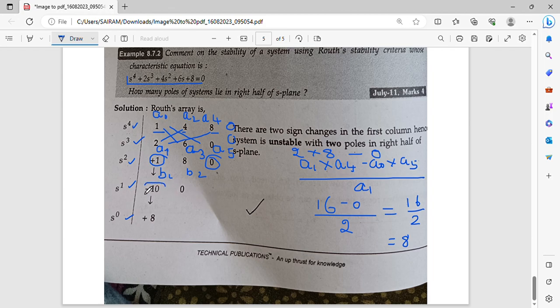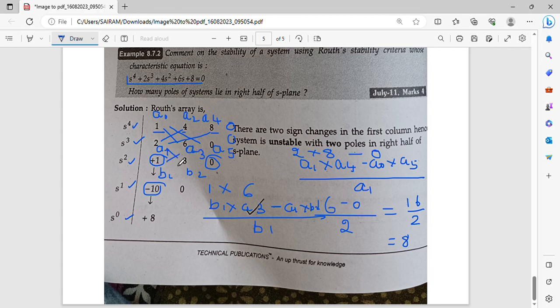So how do we find out this minus 10? It is nothing but b1 into a3 minus a1 into b2, whole divided by b1, right? Now, what is b1 into a3? b1 is 1, and a3 is 6. I have written a1 a3 a5 a0 a2 a4 here, so you can see what the values are.